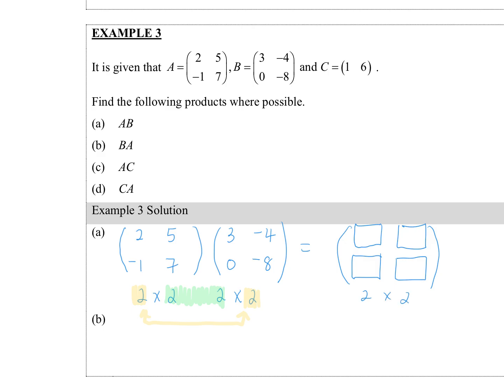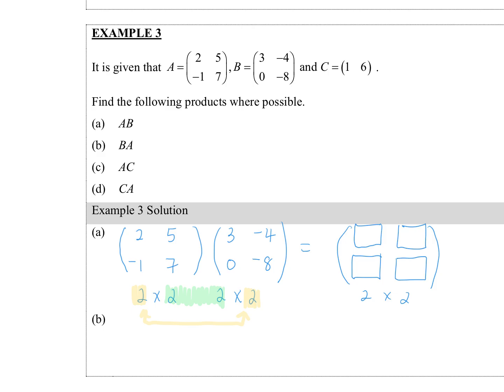Okay, so I repeat one more time. This is 2 by 2. This is 2 by 2. I need this number to match, then the multiplication can happen. So when they match already, my final answer must be a 2 by 2. So that's why I have this. So now my mission is to get out what are all the 4 entries.